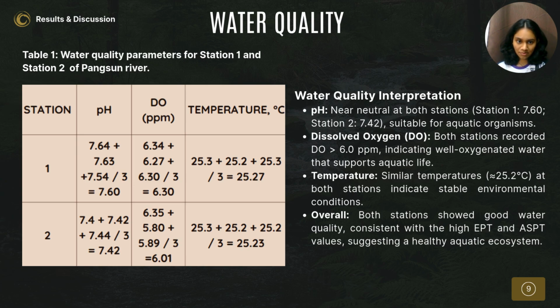These conditions are favorable for aquatic life and are consistent with the relatively high EPT and ASPT values obtained during the biomonitoring assessment. Although Station 2 had a slightly lower dissolved oxygen concentration, the difference was minimal and did not appear to negatively affect the diversity of pollution-sensitive macroinvertebrates.